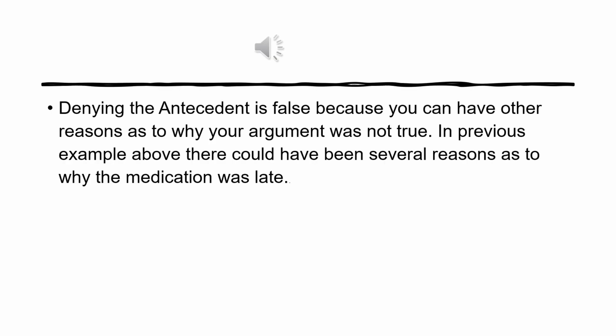To me, the simplest way to understand why denying the antecedent is false is because you can have other reasons as to why your conclusion was not true. In the previous example above, it says that if the nurse is on time, the medication will be on time, therefore the nurse was late, therefore the medication was late. There are several reasons as to why the medications could have been late, not necessarily because the nurse was late. The nurse could have been on time and your medications could have still been late. Because of that, that makes denying the antecedent invalid.